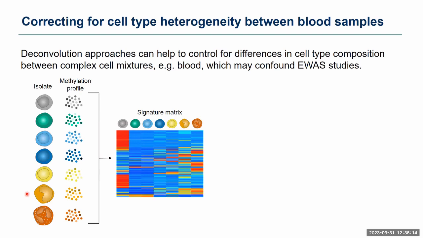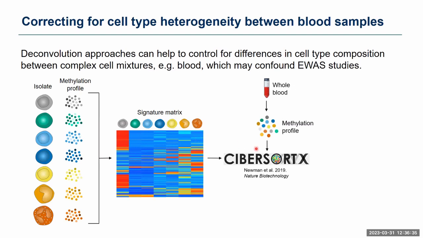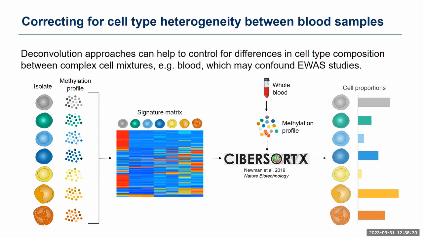For this, you generate your different reference profiles. You then input this into the pipeline, and you generate a signature matrix, which is basically made up of CpG sites with a unique methylation profile in each of your cell subsets. You then provide CIBERSORT with the methylation profile of the mixture, and it then uses the reference profiles to impute the cell type proportions within the whole blood.